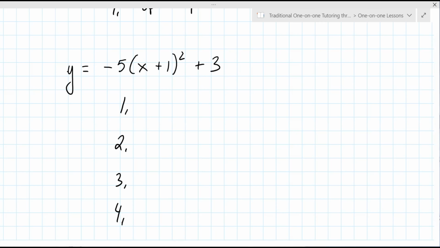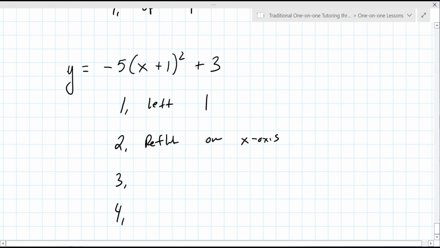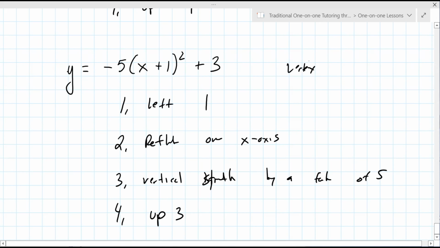Okay. So you go left 1, and then it is reflect over the x-axis. Then it's a vertical stretch by a factor of 5. And then the last is up 3. Okay, so now I want the vertex. So it is (-1, 3). Perfect. That's awesome.